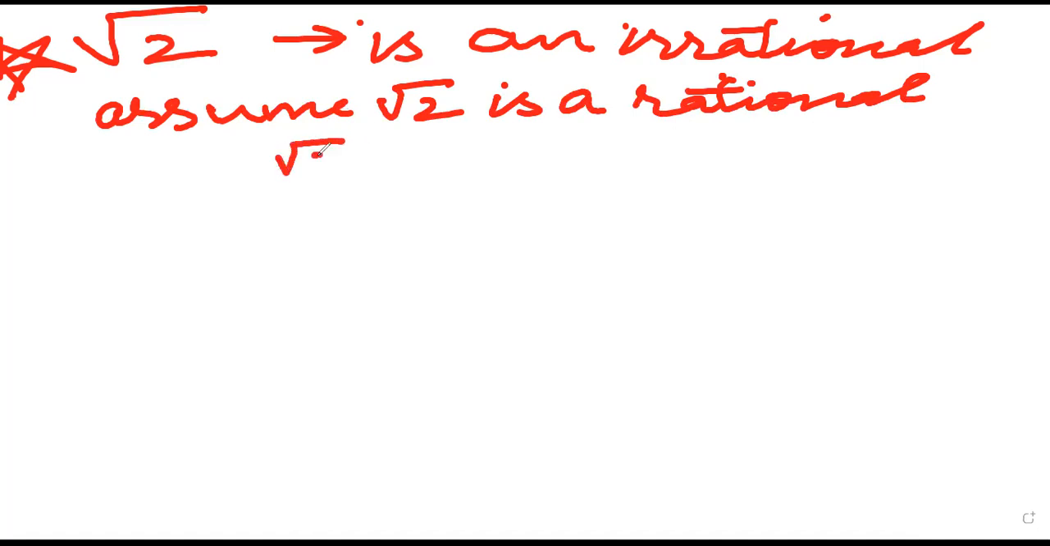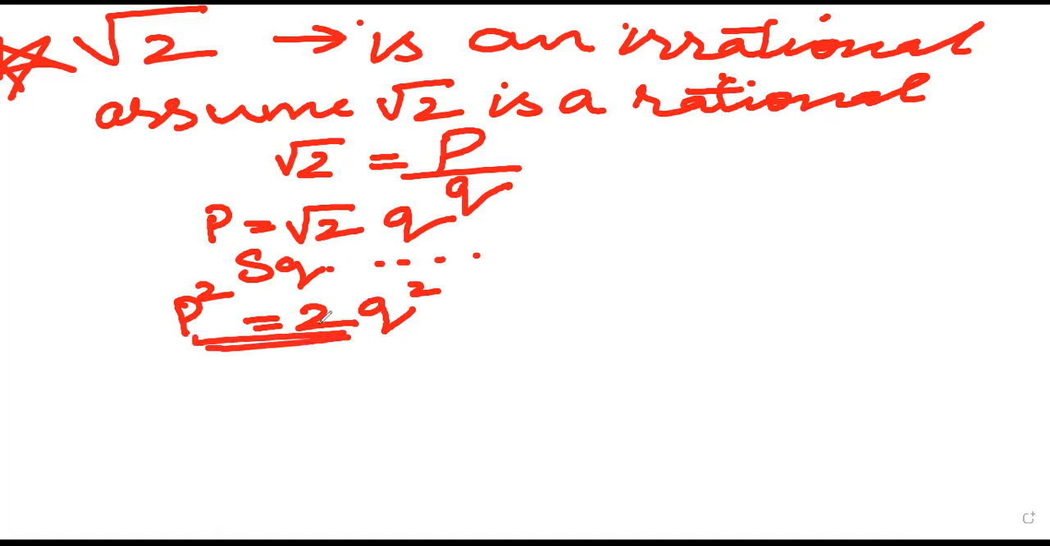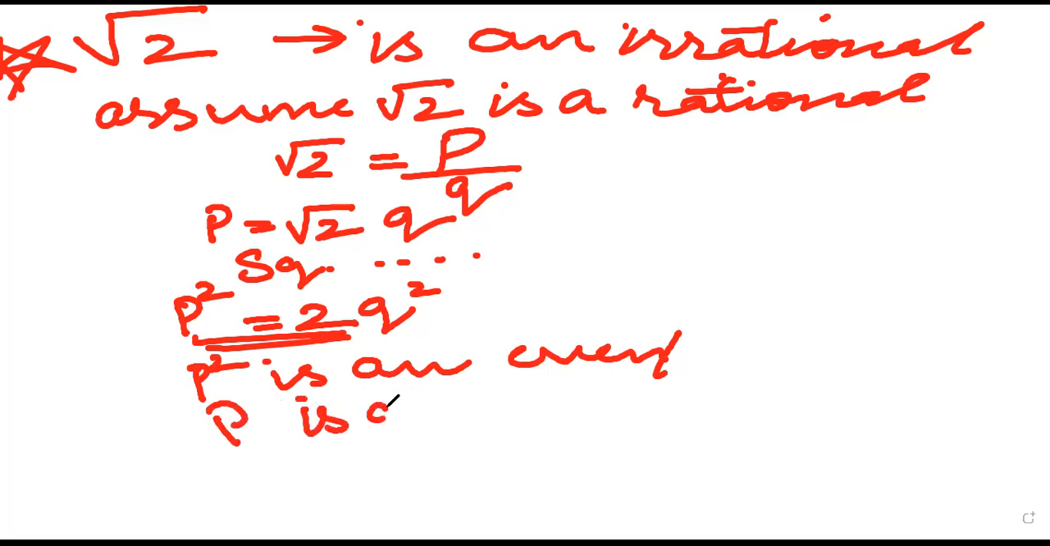So children, you know that if it is a rational number, you can write root 2 in the form of p upon q. Further, you can write p is equal to root 2 q. Fine. So squaring both the sides, you will get p square is equal to, root 2 square is 2, and q square. So from here, children, you can say that p square is an even number, or it is a multiple of 2. Or we can also say that p is also a multiple of 2.